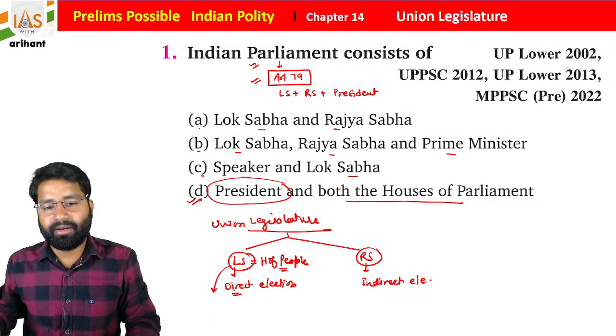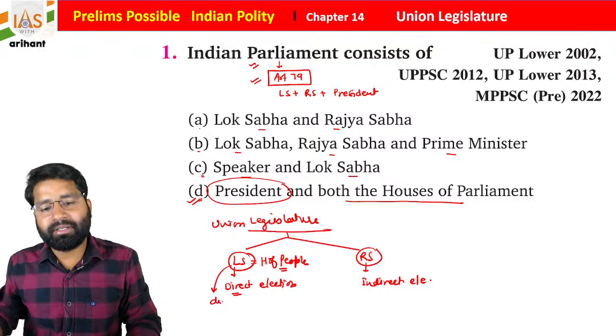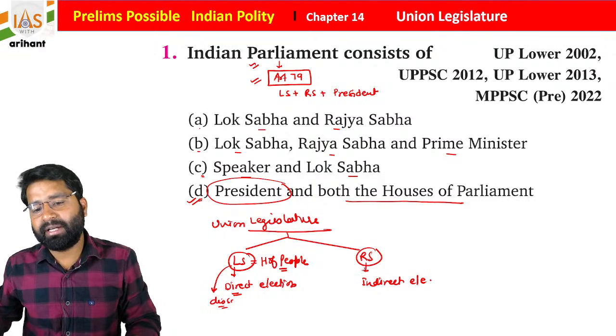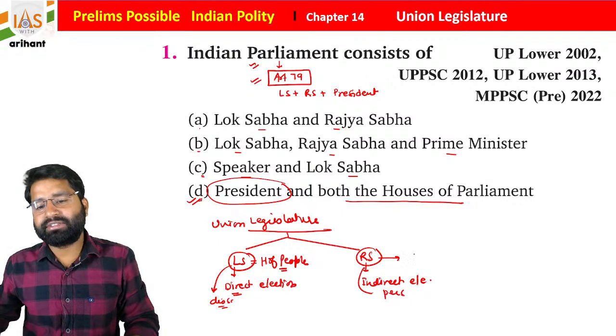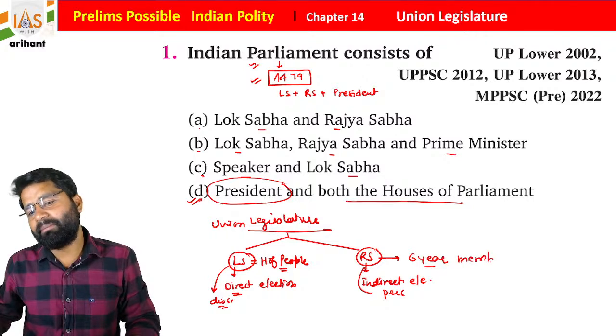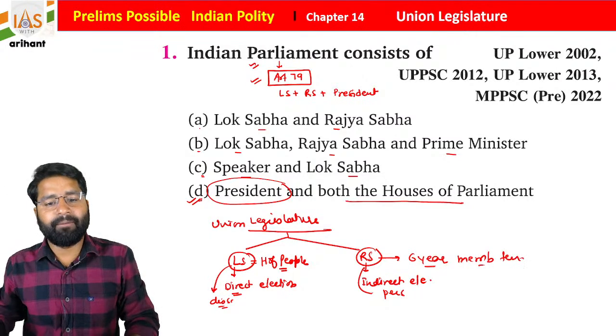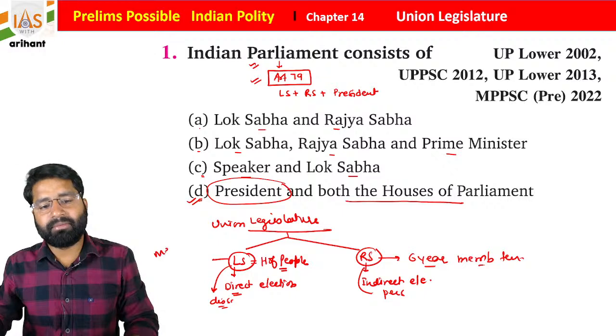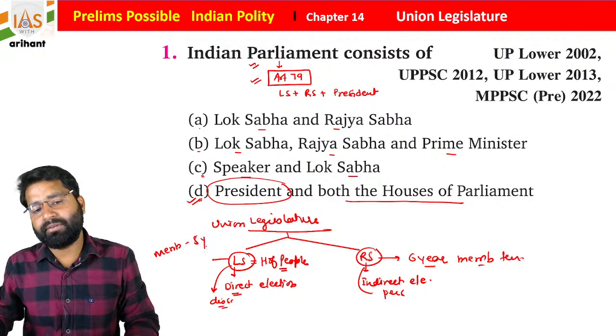state. Okay, so Lok Sabha can be dissolved, but Rajya Sabha is a permanent house, students, because here there is a concept: the member tenure is 6 years. And Legislative Council member tenure is 5 years.